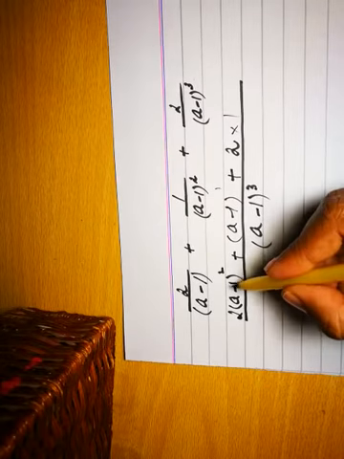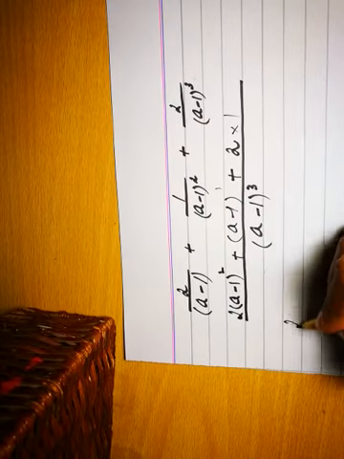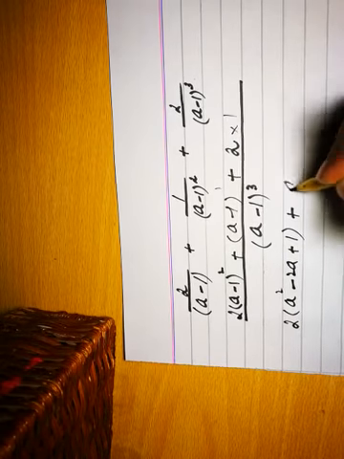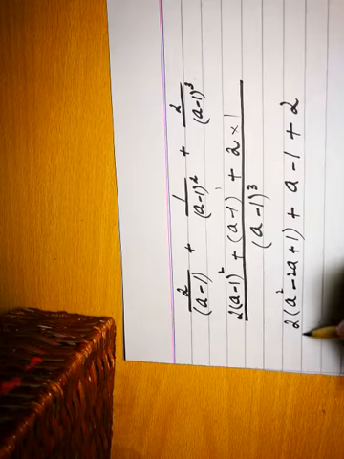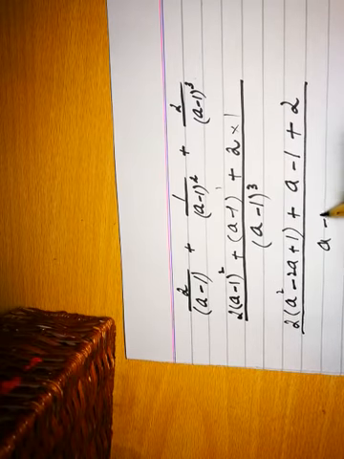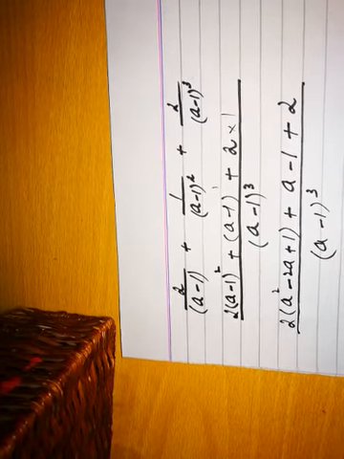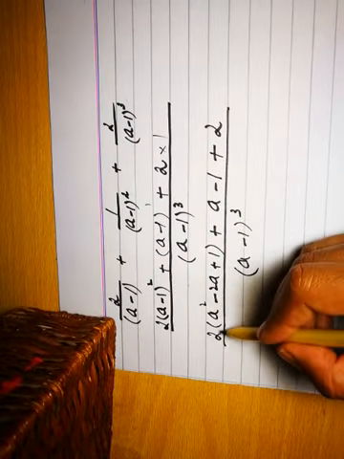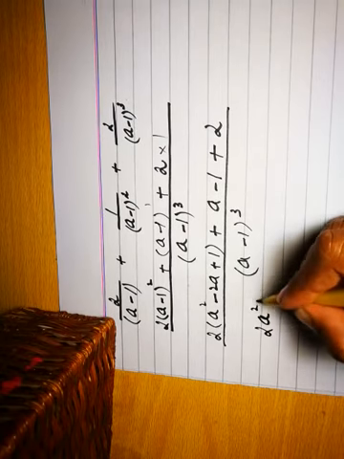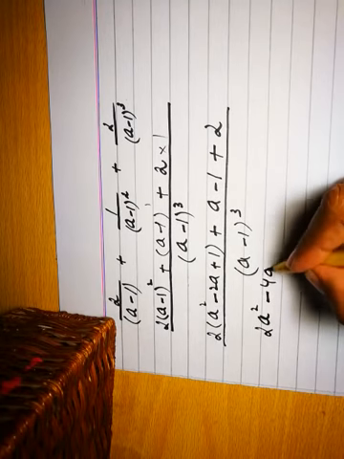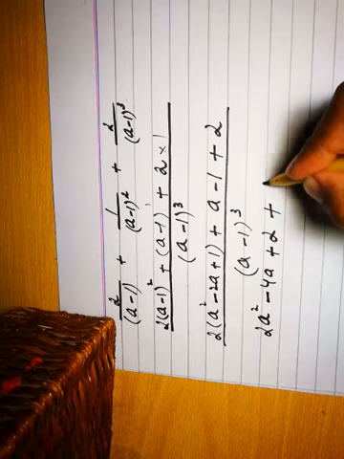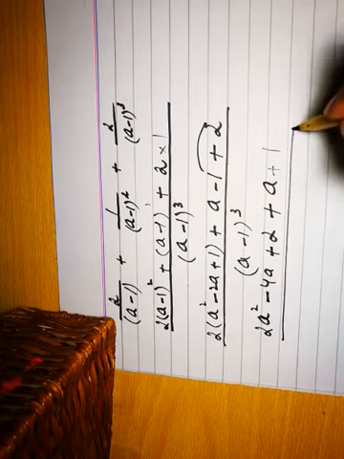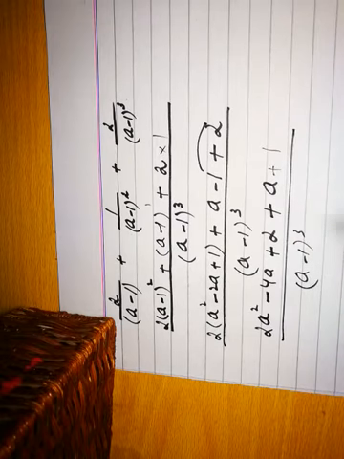So, to open this, I have a square minus 2a plus 1 plus a minus 1 plus 2 as it is, and a minus 1 whole to the power 3. I'm going to multiply it: 2a square minus 4a plus 2 plus a, and I'm going to simplify it. Minus 1 plus 2 will give me plus 1. And a minus 1 whole cube as it is.